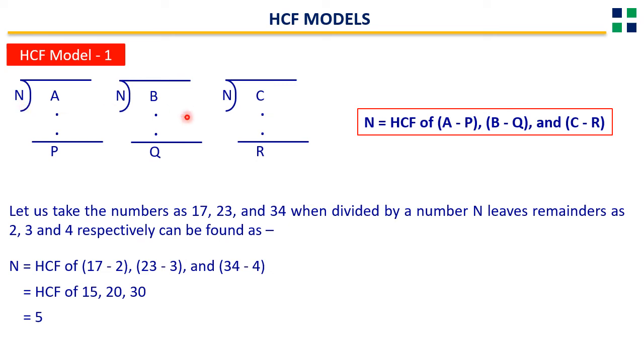So if I divide 17 with 5, obviously the remainder will be 2. If I divide 23 with 5, the remainder will be 3. And if I divide 34 with 5, the remainder will be 4. So 5 is that number. This is what HCF model 1 says.